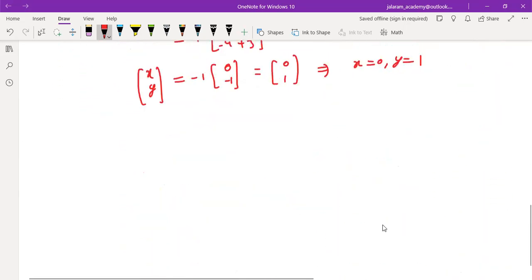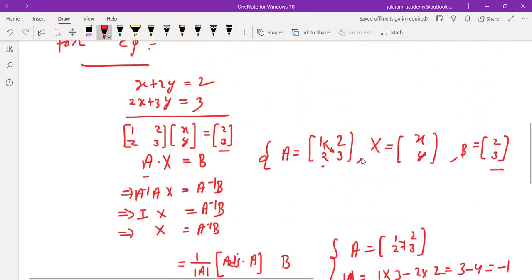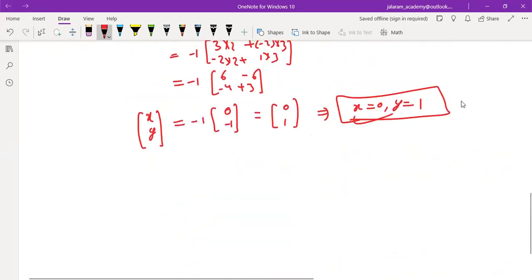Let's check whether these solutions are correct or not. x equals 0, y equals 1. So if we substitute it in this, 1 into 0 plus 2 into 1 equals 2. Second, 2 into 0 plus 3 into 1 equals 0 plus 3, 3. So yes, these solutions are correct.